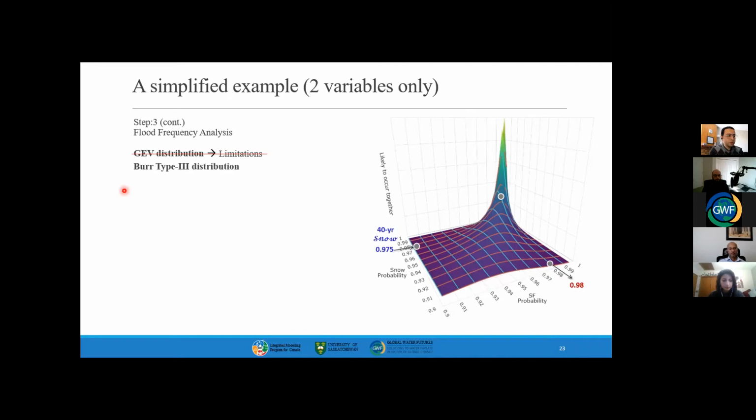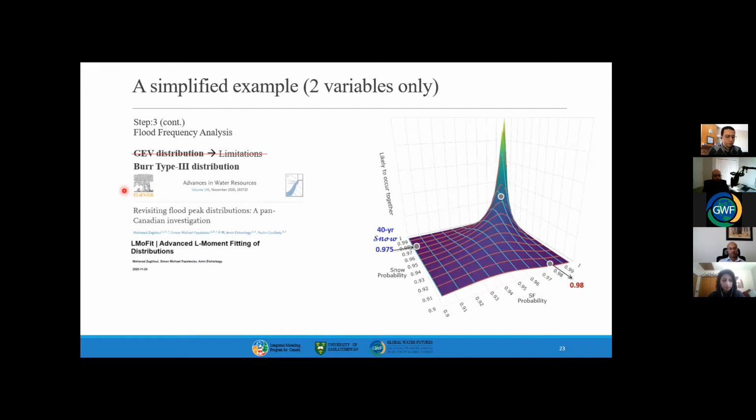Which is the Pearson type 3 distribution, and proved that it overcomes those limitations in a published manuscript in the Journal of Advances in Water Resources. However, the fitting of the Pearson type 3 distribution is a challenging process, and many could find it difficult to implement. So we developed an R package, called ELMO fit.